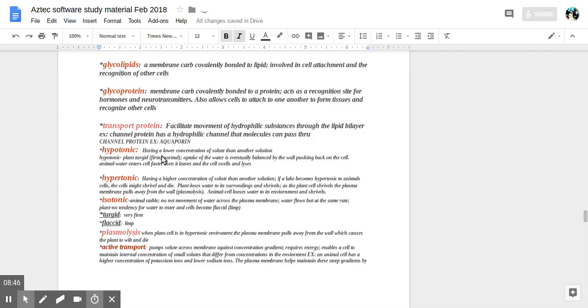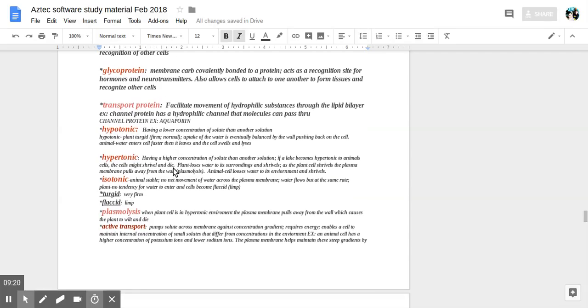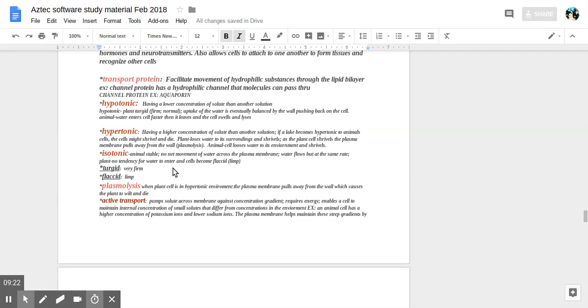So there's some terminology referring to molecules, and diffusion and gradients. Hypotonic means having a lower concentration of solute than another solution. In plants, hypotonic means that the plant is turgid and the uptake of water is eventually balanced by the wall pushing back on the cell. In animals, water enters the cell faster than it leaves, and the cell may swell and lyse. So there's a lower concentration, I guess.